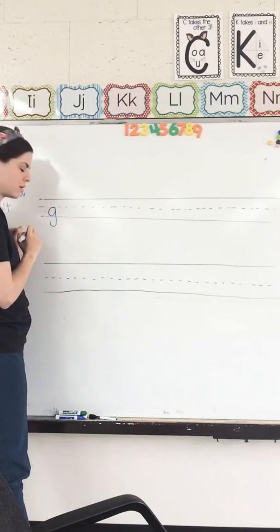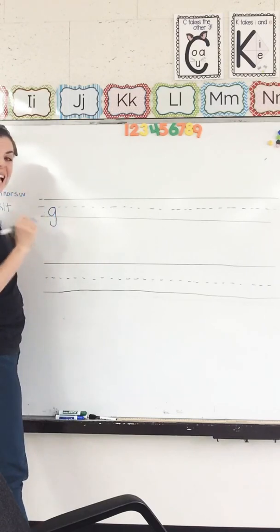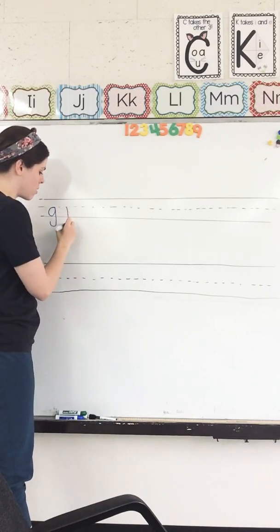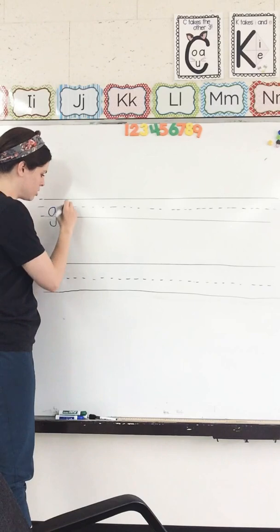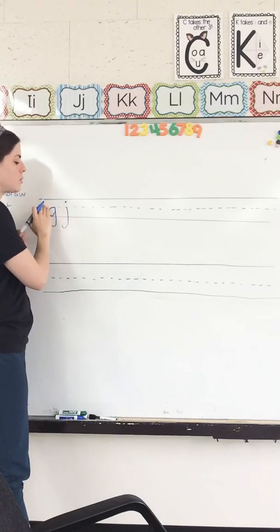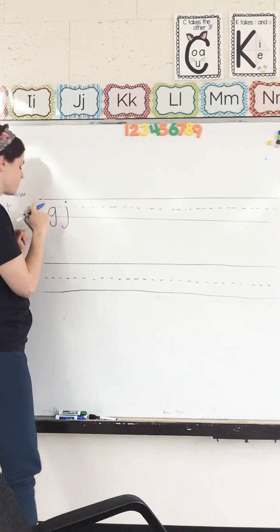give it a tail. The next letter is a tail letter, letter J. Start at your dotted line, you come all the way down in line with that G and make sure you give it a dot on top. The dot floats in between the middle and the top lines.